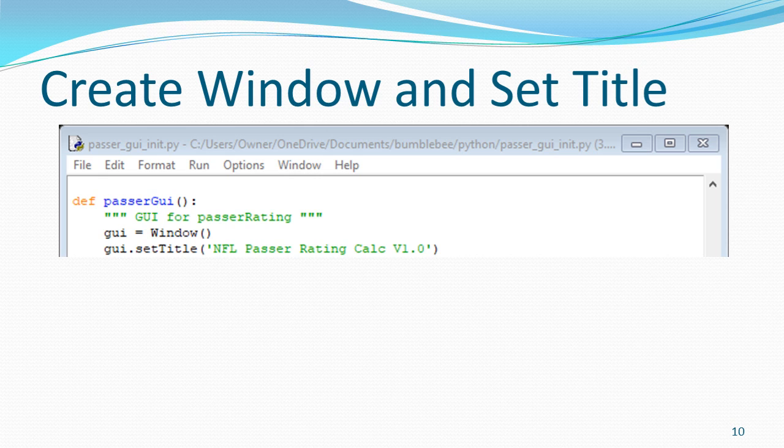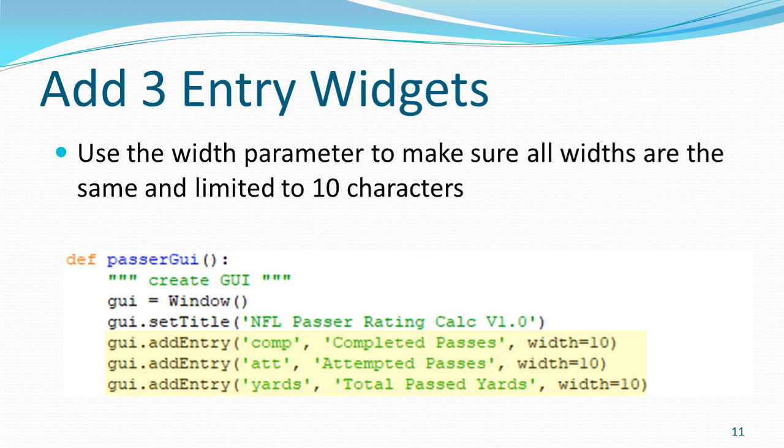So the very first line is we create our GUI just by calling the Window object and assigning it to gui. And then here we're setting our title to NFL Passer Rating Calculator version 1. Now we add our 3 entry widgets, and we're going to use the width parameter to make sure that all the entry widgets are limited to just 10 characters wide.